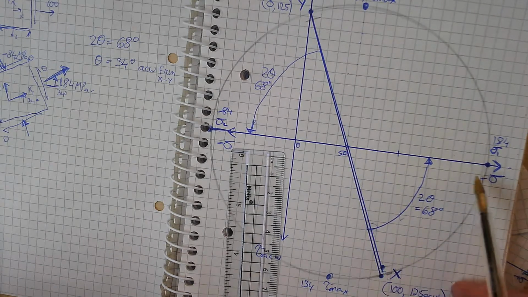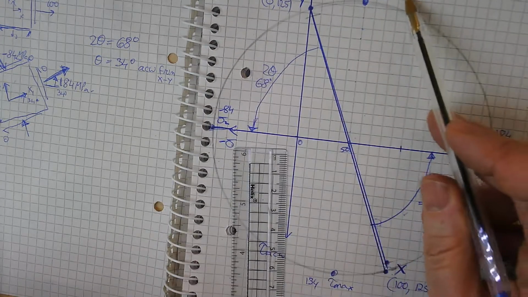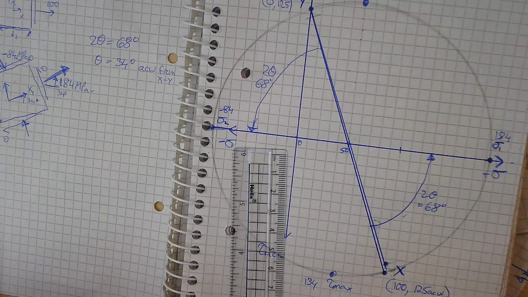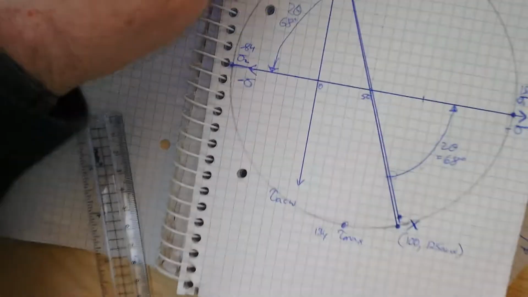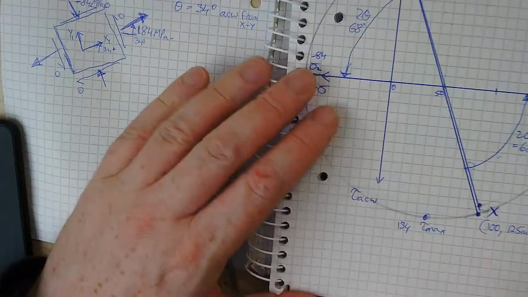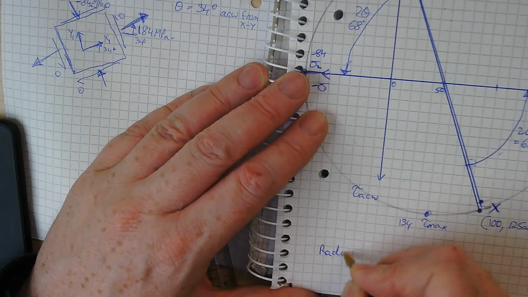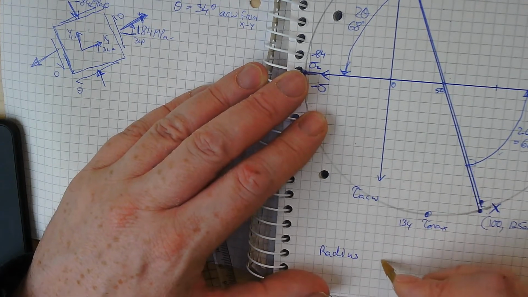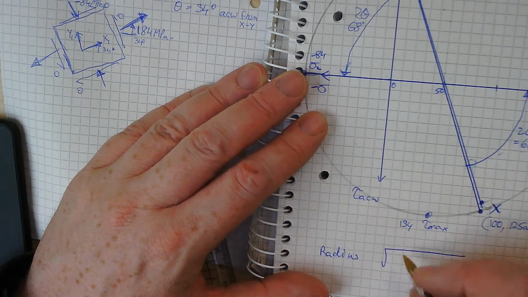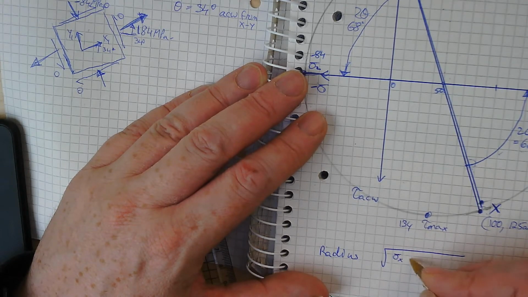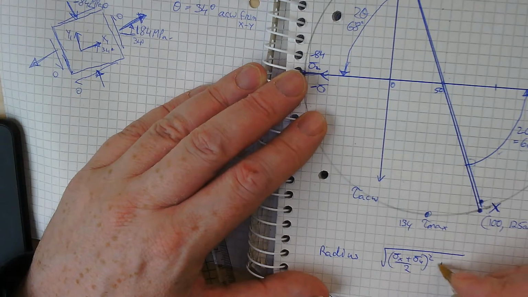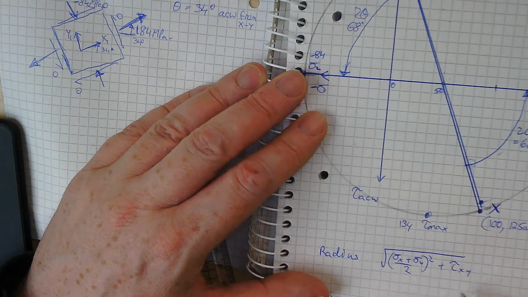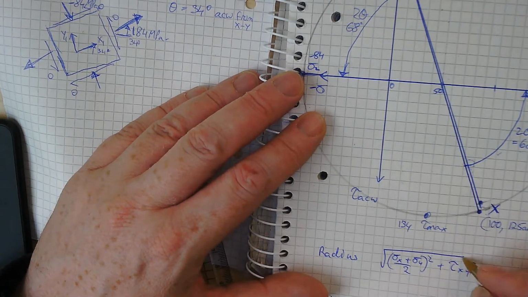All right? So mathematically, you can calculate the radius of the circle. You'll be able to get sigma 1, sigma 2, and tau max if you can calculate the radius of that circle. All right? And kind of mathematically, I don't really have time to go through the whole thing now, but the radius of the circle, we looked at before, is the square root of sigma x plus sigma y over 2 squared plus tau xy squared, or tau yx squared, whichever you like.